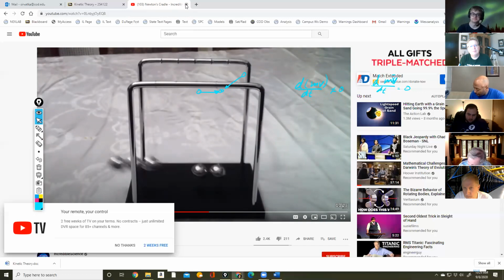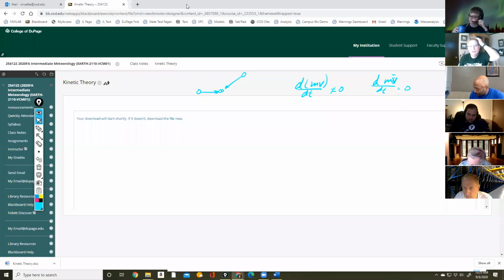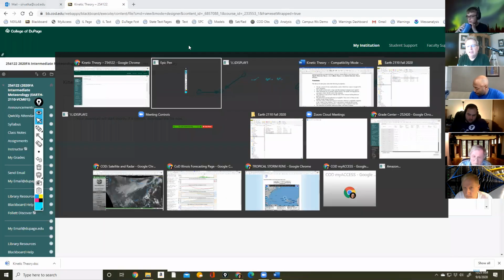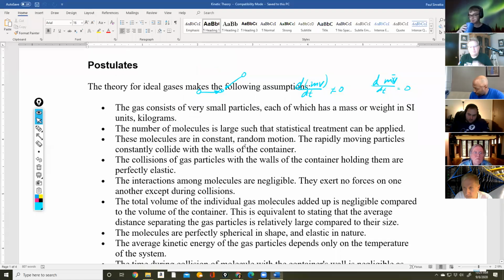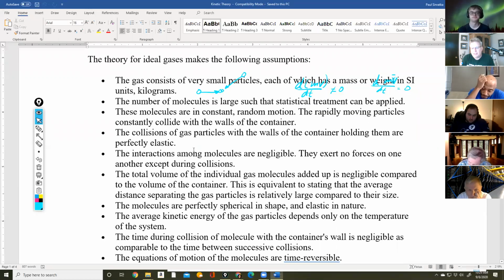Yep. Okay. So we go back to the kinetic theory. The collisions of the gas particles with the walls of the container holding them are perfectly elastic. Interactions among molecules are negligible. They don't exert forces except during a collision. The total volume of the individual gases is negligible compared to the volume of the container.